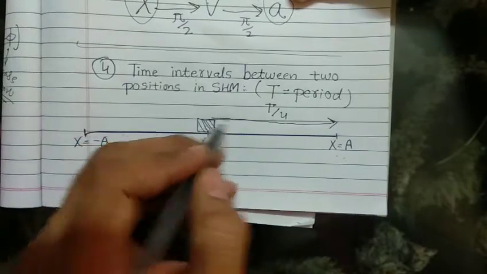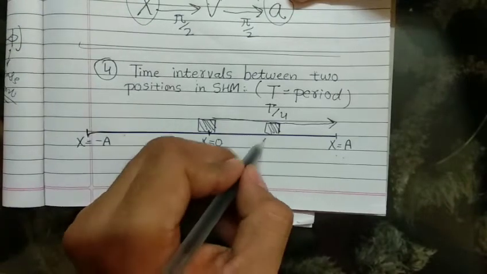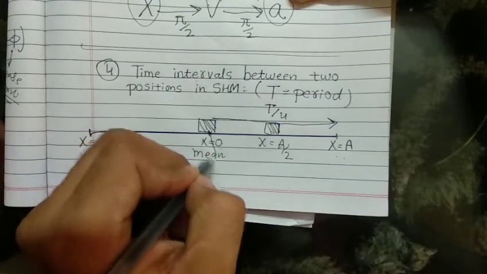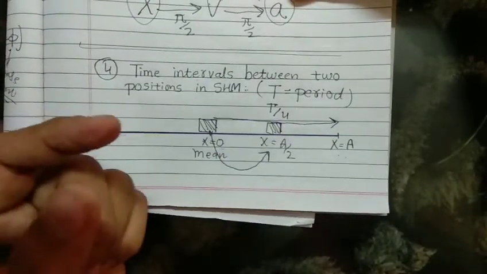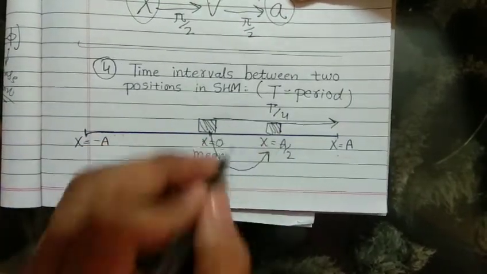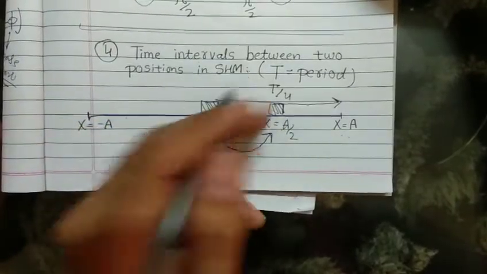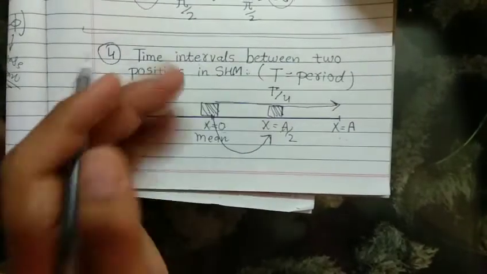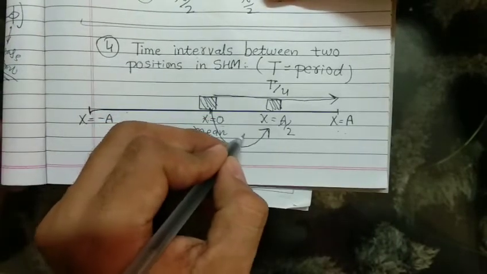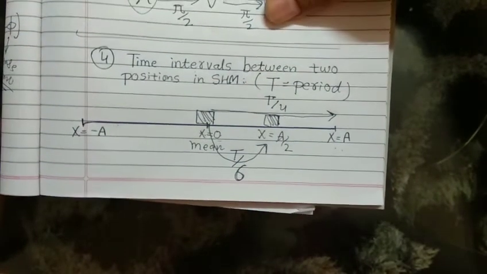Now today we will try to calculate how much time it takes to go from x equal to 0 to x equal to a by 2. This time we want to find the time taken to go from here to here. Now you may be thinking that if the total time is T upon 4, then the time taken to cover this half distance from x equal to 0 to x equal to a by 2 is half of T by 4, that is T by 8, but it is not so. The time taken to go from x equal to 0 to x equal to a by 2 is T by 12.